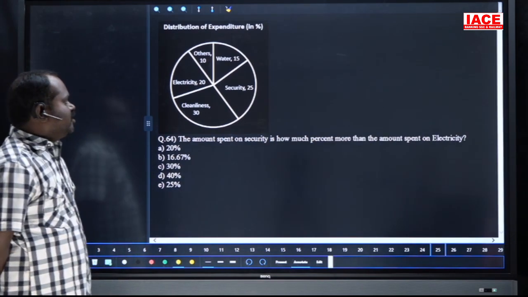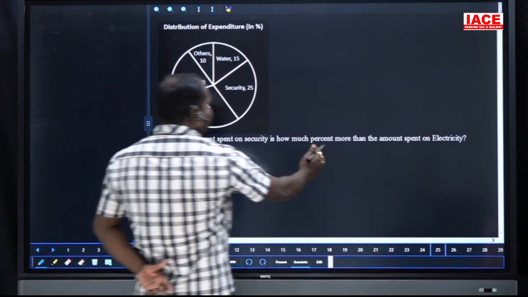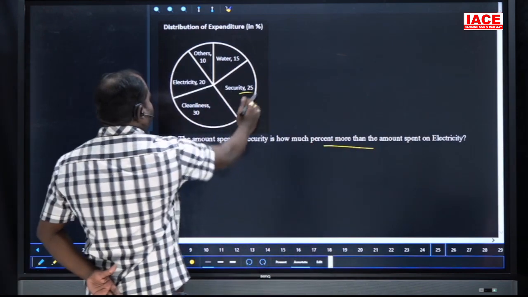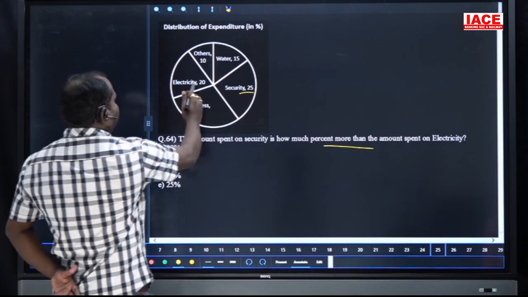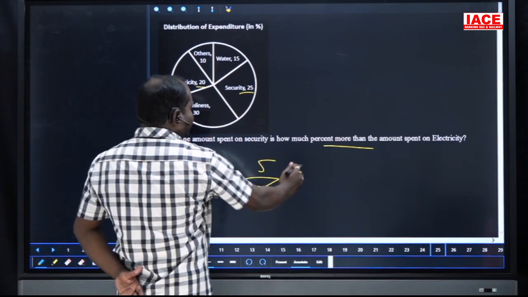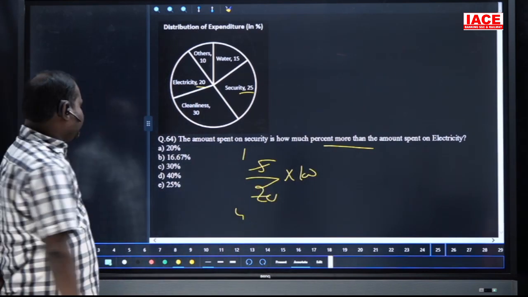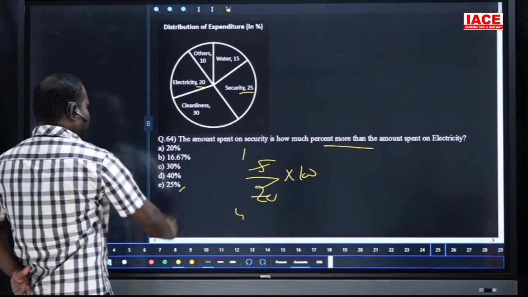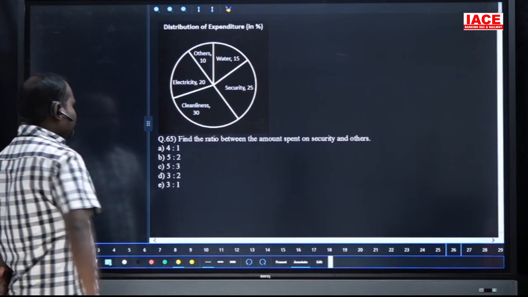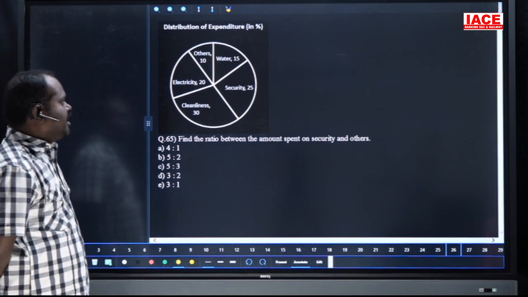The amount spent on security is how much percent more than the amount spent on electricity? Security is 25, electricity is 20. The value is 5 more compared to 20. 5 by 20 is nothing but 1/4, and 1/4 means 25 percent. 25%.